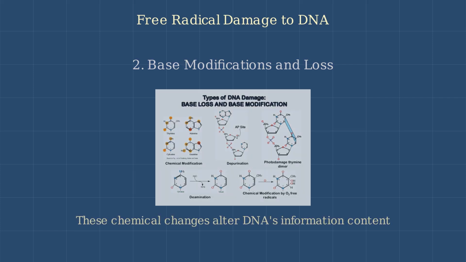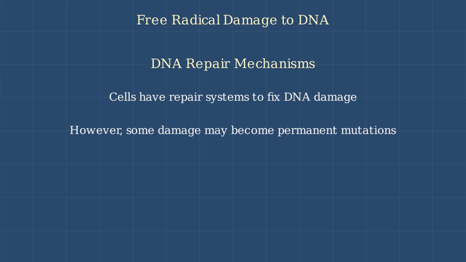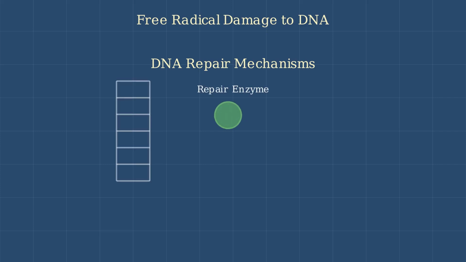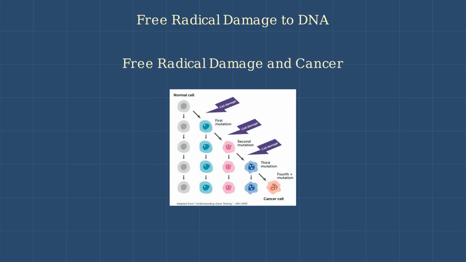Cells have evolved sophisticated repair mechanisms to fix DNA damage. However, these systems aren't perfect. If damage isn't repaired correctly, it can lead to permanent mutations in the DNA sequence. DNA repair enzymes identify and correct damage. When working properly, they restore the original DNA sequence. When DNA damage affects genes that control cell growth and division, it can lead to cancer development. As mutations accumulate, normal cells may transform into cancer cells.